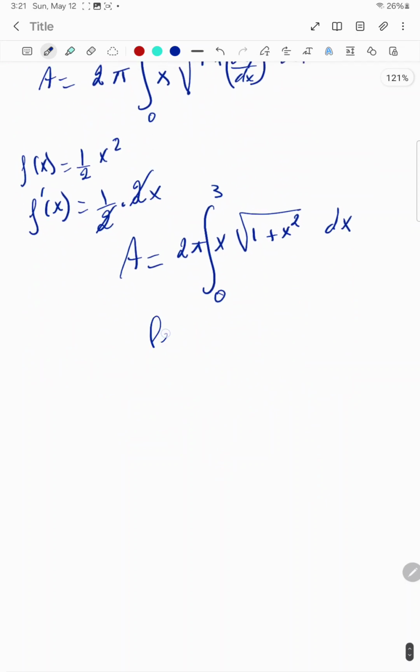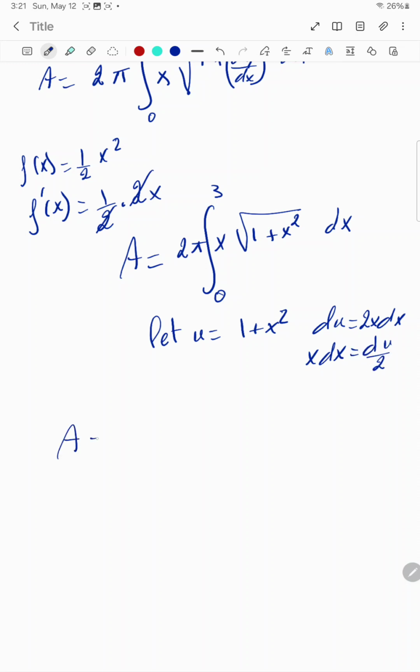So here I say let u equal 1 plus x squared and my du equals 2x dx. So my x dx is equal to du divided by 2. So now my area becomes, and because I put u, I have to study the boundaries again. So u equals 1 plus 0 squared, which is equal to 1, or u equals 1 plus 3 squared, which is equal to 10.